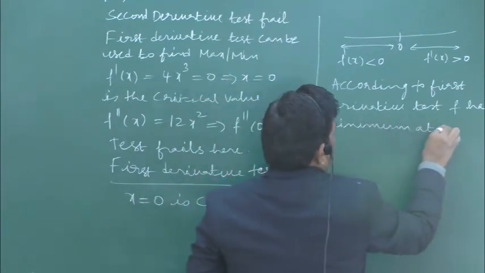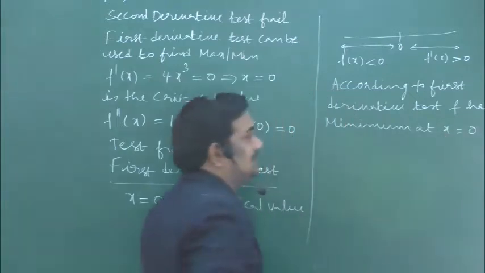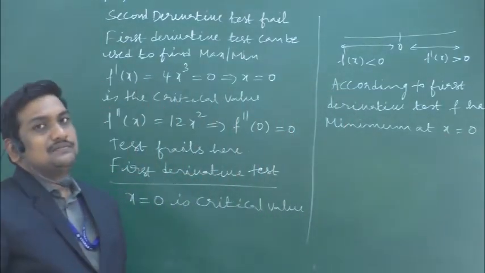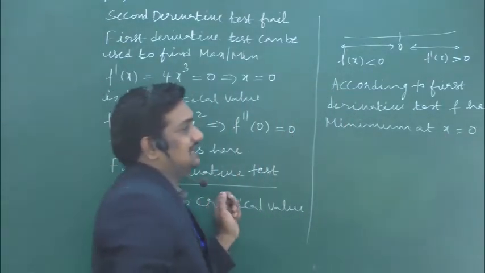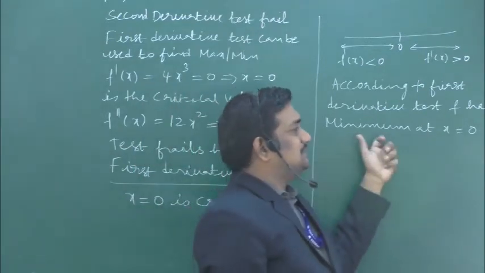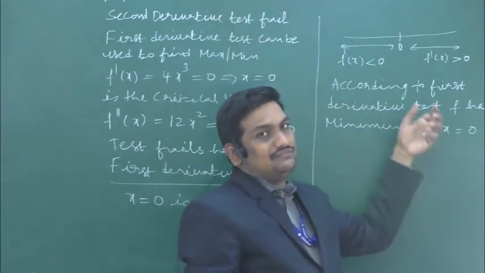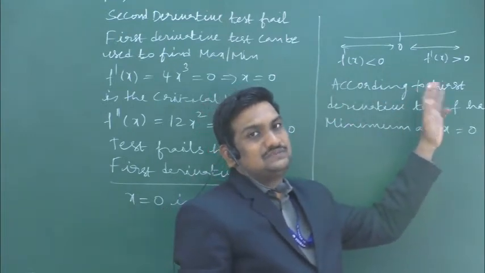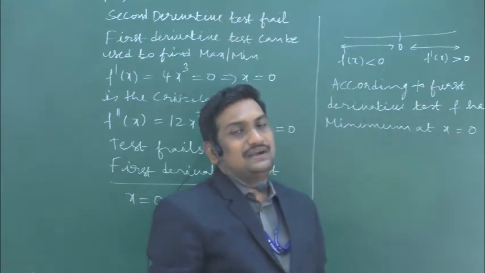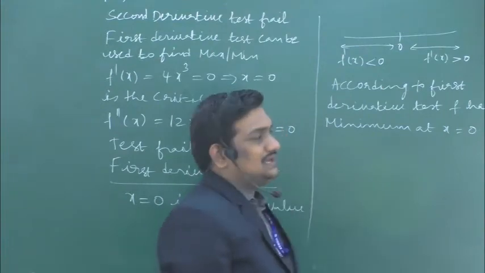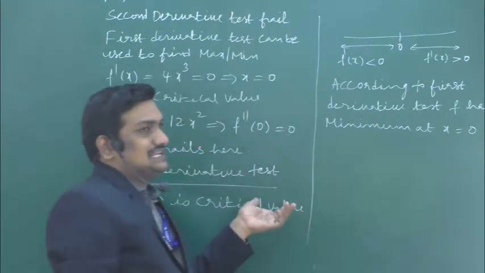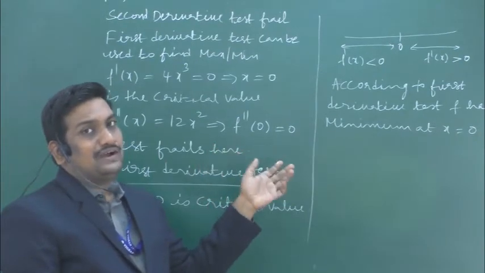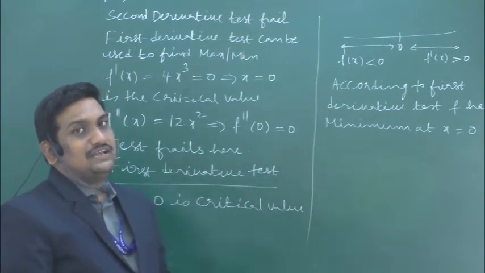Okay, so we have applied the case minus comma plus. According to that case, the function will have a minimum at x equals 0. Left hand side, the first derivative value is negative. Right hand side, the first derivative value is positive. So the function has a minimum at x equals 0. In this way, the first derivative test is helpful to find the maximum or minimum of the given function.